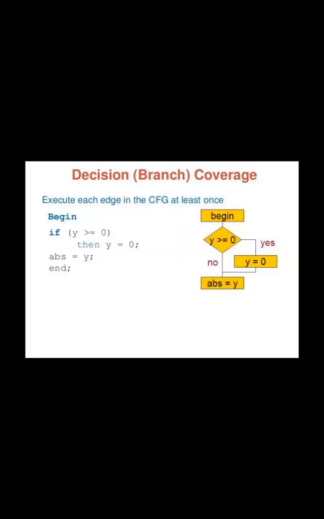The particular diagram shows you how decision coverage can be done. Say for the given code: if y is greater than or equal to 0, then y equal to 0, else ABS equal to y. For the given code, we draw the flow graph. We start the process. Using the diamond symbol, we mention y is greater than or equal to 0. If the condition is true, it assigns y equal to 0. If the condition is false, it comes to ABS equal to y. So for the given decision-making statement, we draw the decision coverage flow graph.